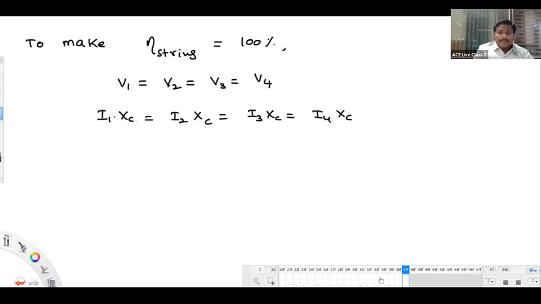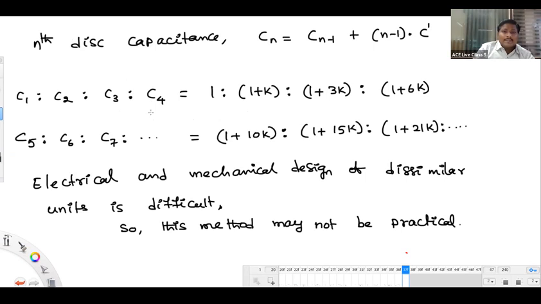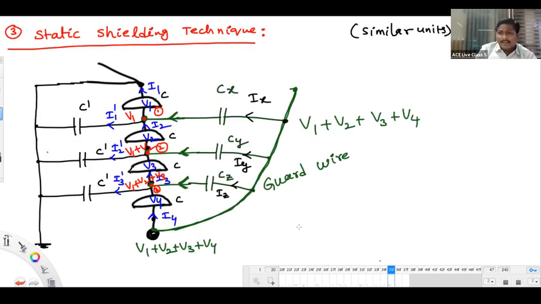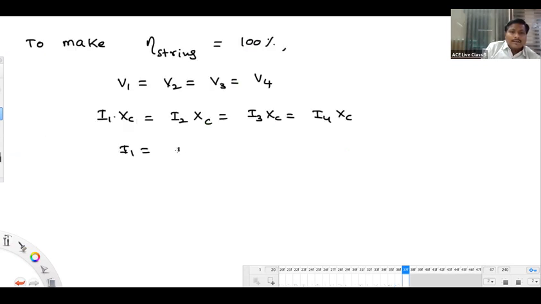I1 XE, I2 XE, I3 XE, I4 XE. And XE equal, cancel, and you'll definitely get currents as equal. I1 equal to I2 equal to I3 equal to I4. Current in each and every disk is the same.